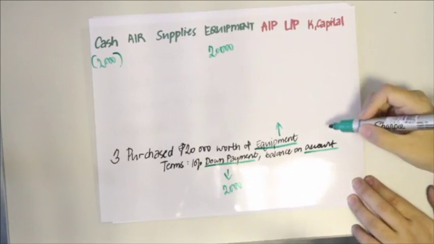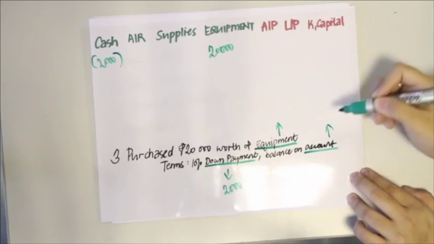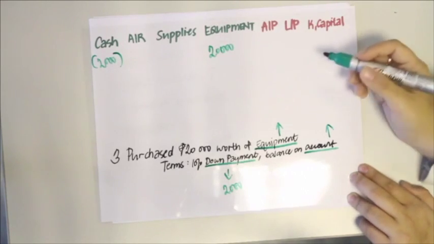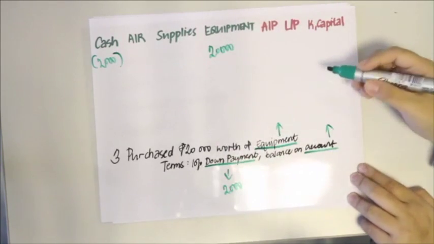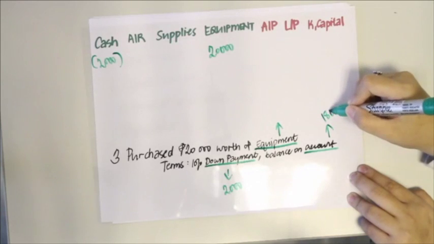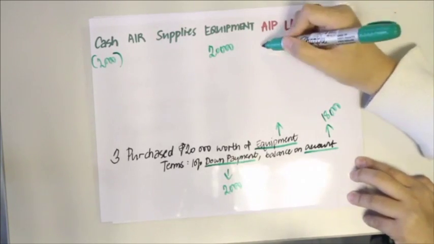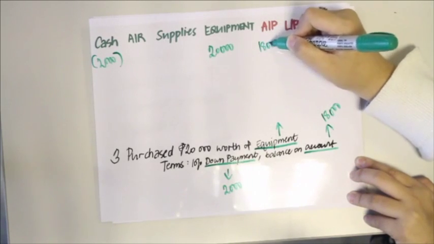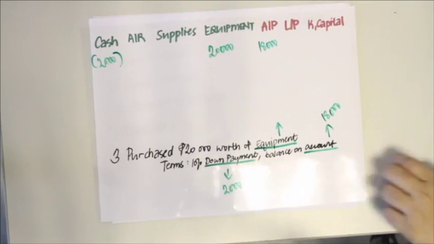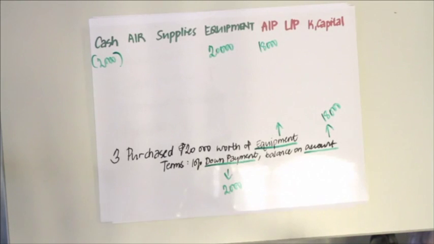And then you have the balance on account. So this is an increase in your accounts payable for 90% of 20,000, which amounts to 18,000. So to record that, you simply add 18,000 to your accounts payable. There you go. And how do you make a journal entry?